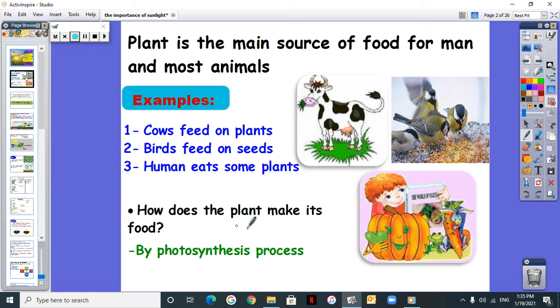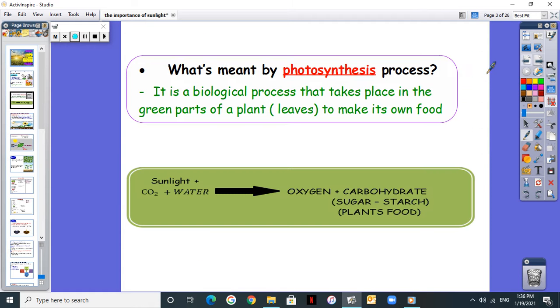If I ask you how the plant makes its food, how? By a process called the photosynthesis process. So plants carry out the photosynthesis process to make their food. Let's know the meaning or the definition of the photosynthesis process. It's a biological process that takes place in the green parts of a plant, or in the leaves, because the leaves are the green parts of the plant.